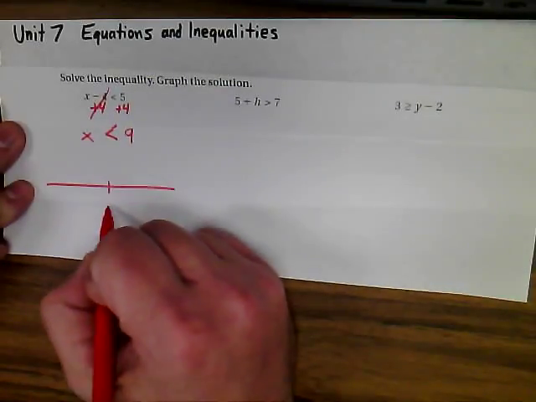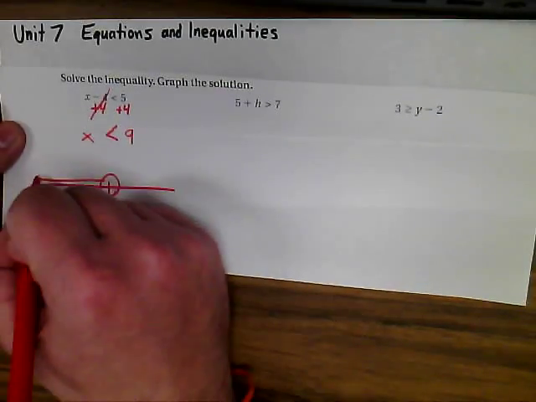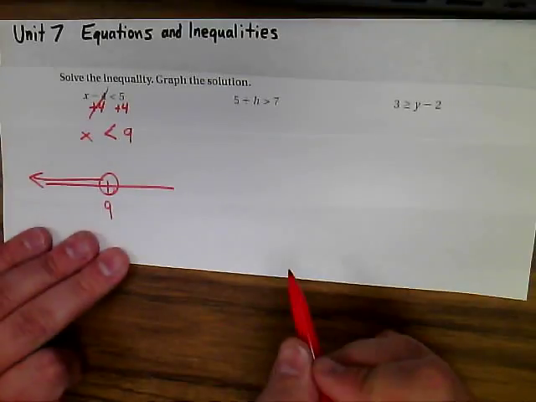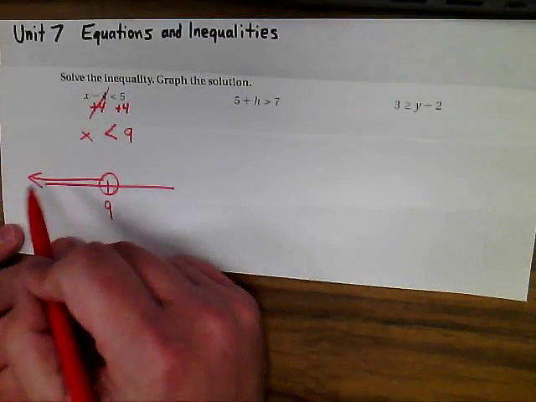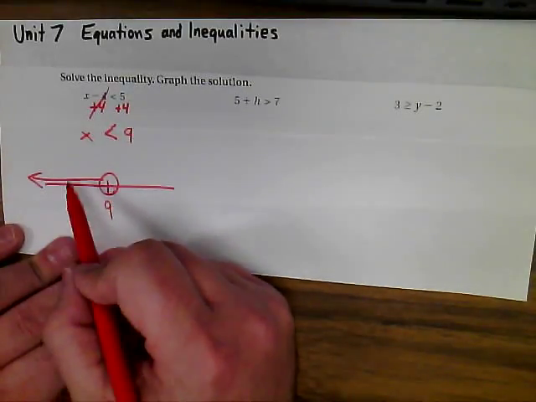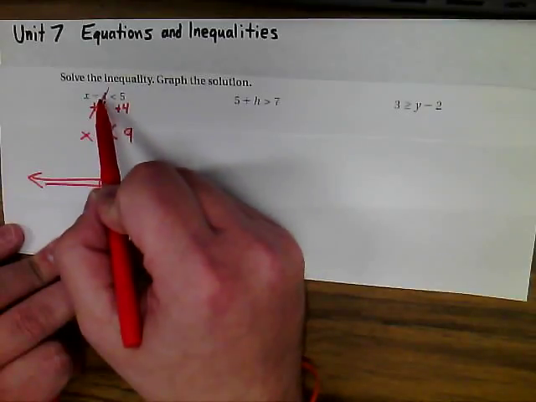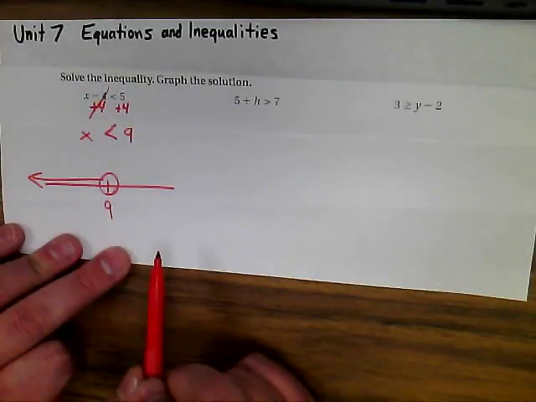And we can go ahead and graph that. It's not 9, it's less than 9. Okay, and so any number less than 9, we could try one. Let's try 7. 7 minus 4 is 3. 3 is less than 5, so we know that's true.